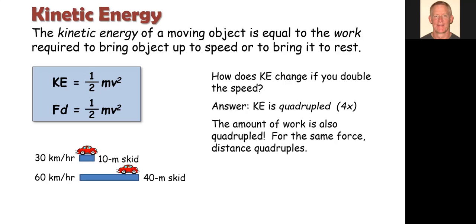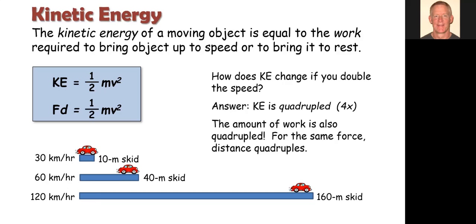Let's do it one more time. What if we're traveling at 120 kilometers per hour? How much distance will it take for the brakes to bring the car to a halt? Well, we're going to double the velocity again, so we're going to quadruple the energy again, which means 4 times the distance to do the work and bring it to a stop.